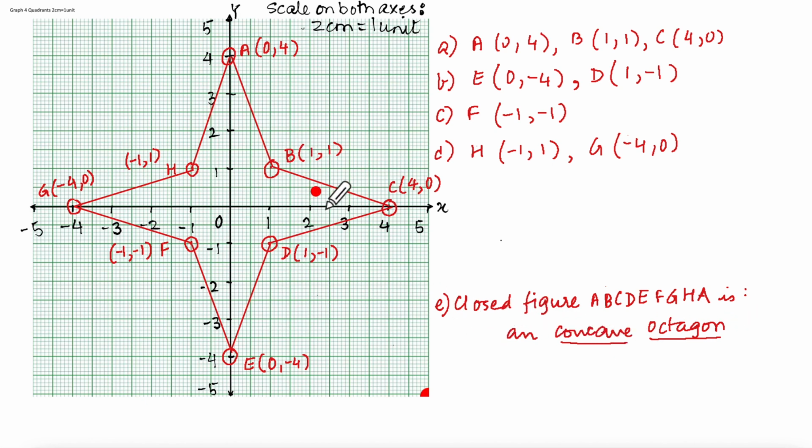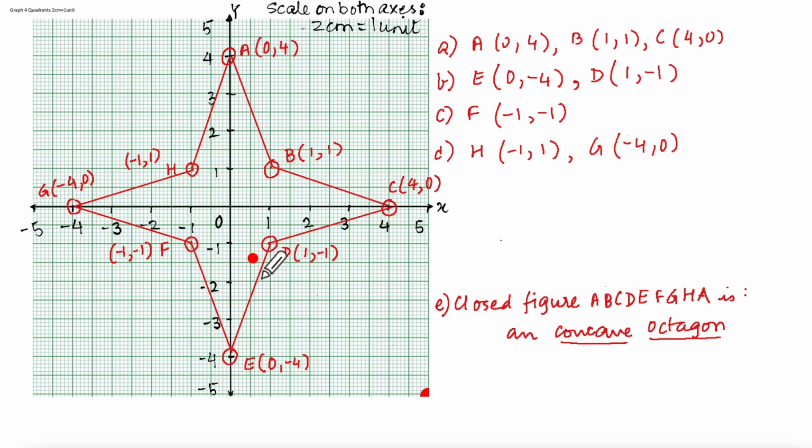Now, some of you will think that, oh, it looks like a star. But you cannot write it as star. Why? Because it is a many-sided figure over here. How many sides does it have? 1, 2, 3, 4, 5, 6, 7, 8. So it's an octagon, but it's not a regular octagon in the sense that it is not a convex octagon. It is a concave octagon because of these angles.